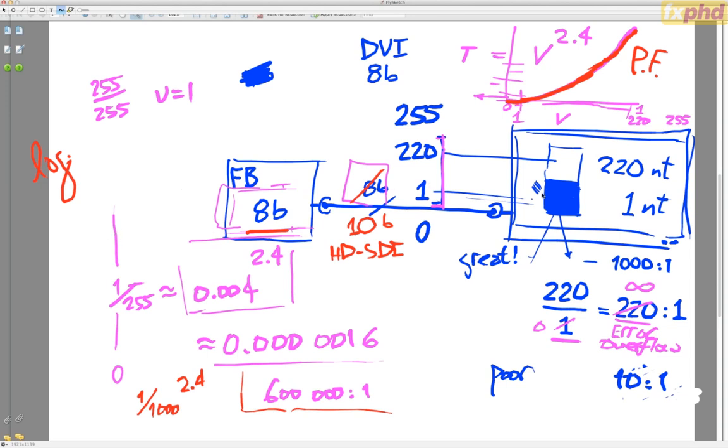So there's no simple answers here. You've got to work through the numbers. But this relationship is the quick way to work through the numbers.